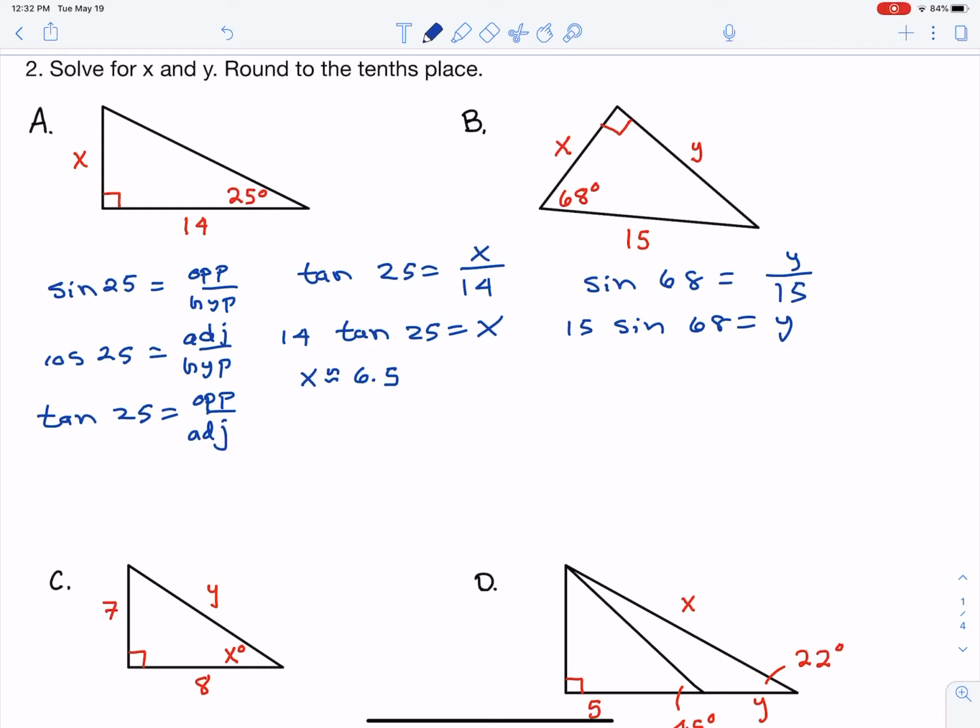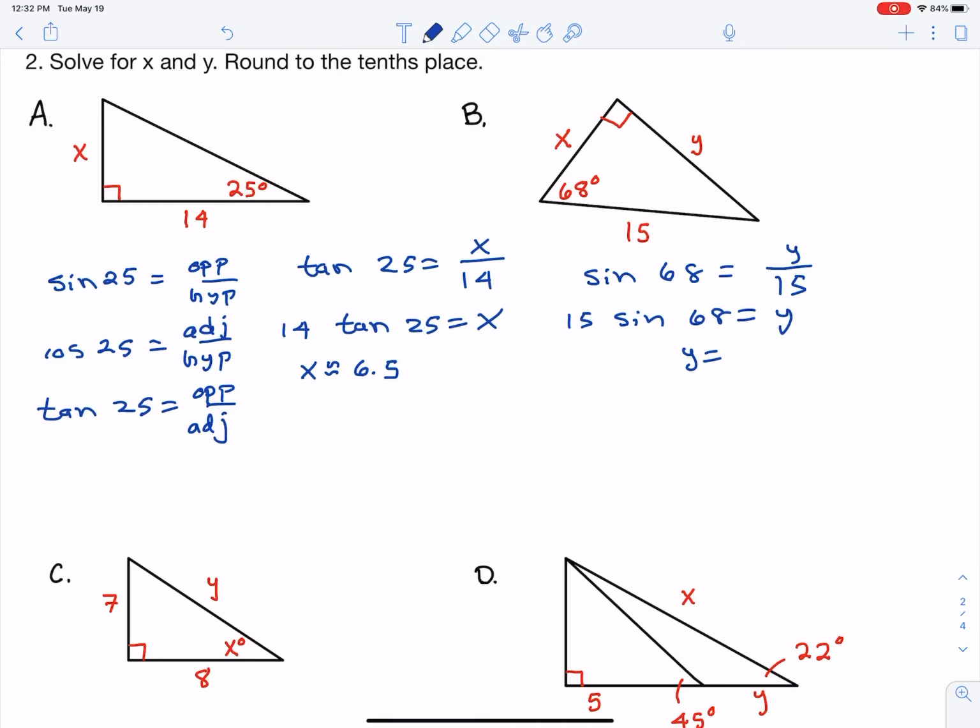So 15 times sine 68. So y equals, I get 13.9 units. And then let's find x.